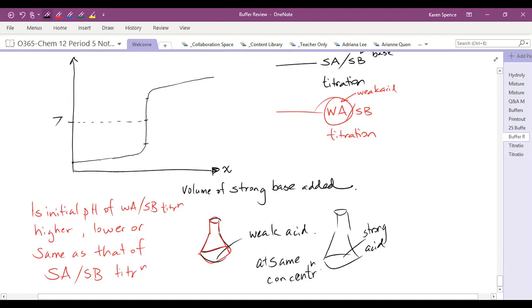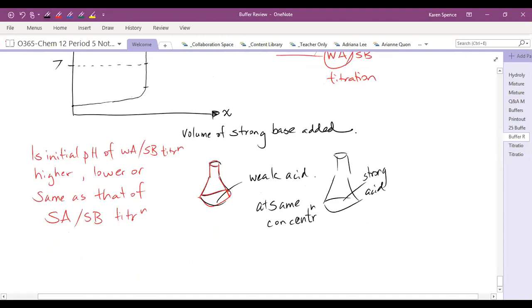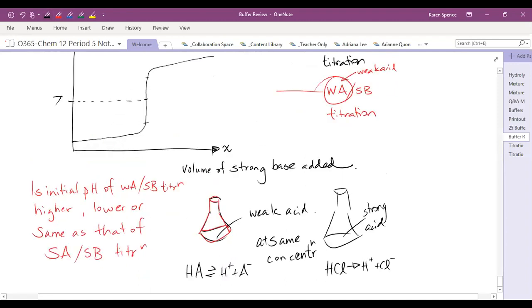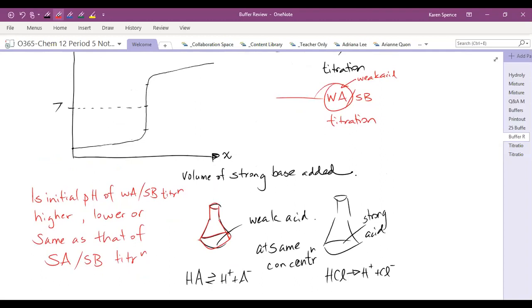Why is it going to be higher? Yeah, it's weak. It's going to be less dissociated. Okay, only some of it is going to have come apart into H plus and A minus, as opposed to our strong acid, where we have, for example, HCl. It all comes apart into H plus and Cl minus. Okay, so our initial pH is going to be higher. Okay, there we go.